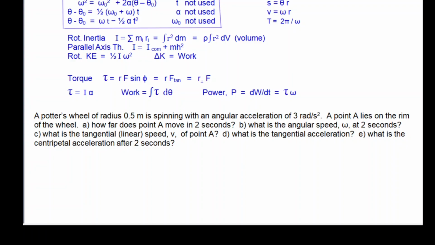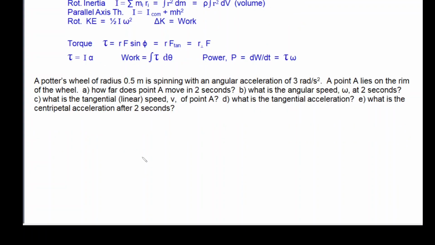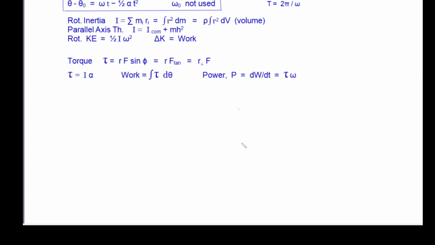So let's draw this. We have a potter's wheel, and we have a point A on the wheel. The radius is 0.5 meters, and it's moving with an angular acceleration of 3 rads per second squared. The first part asks, how far does point A move in 2 seconds?